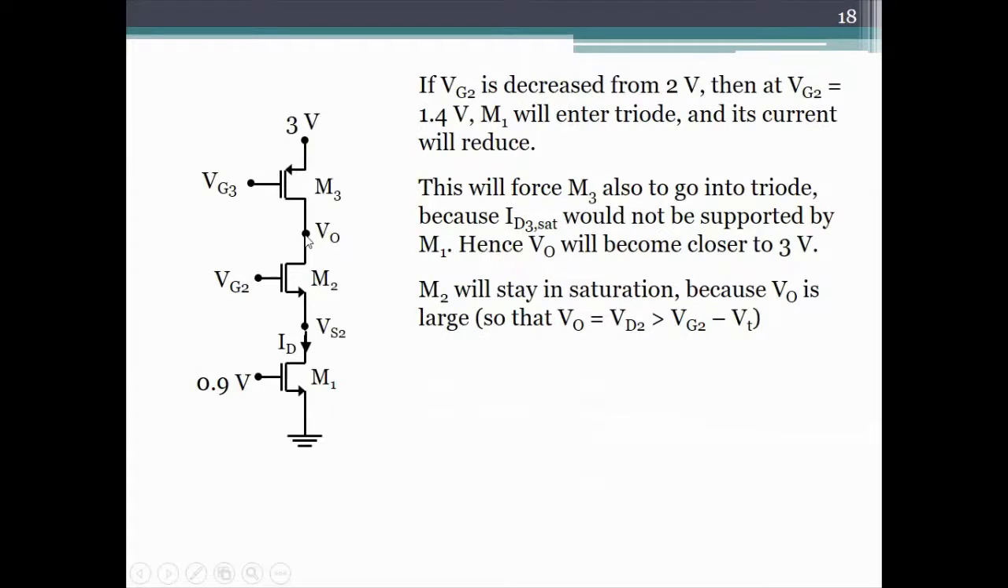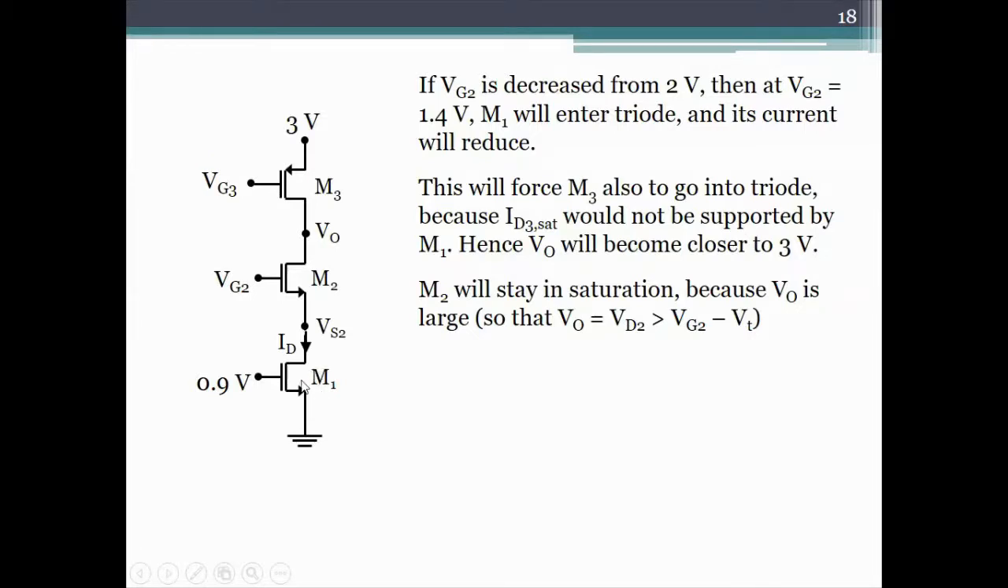Now suppose we decrease VG2, where we had made it 2 volts. In fact, I think it will be good for you to revise the last lecture because we did a lot of the discussions there already. So VG2 is made less than 1.4 volts. M1 will go into triode. We had seen that last time. So if VG2 is made less than 1.4 volts, this voltage will go below 0.5 and therefore M1 will go into triode. Now if M1 goes into triode, its current has to be smaller than its saturation current.